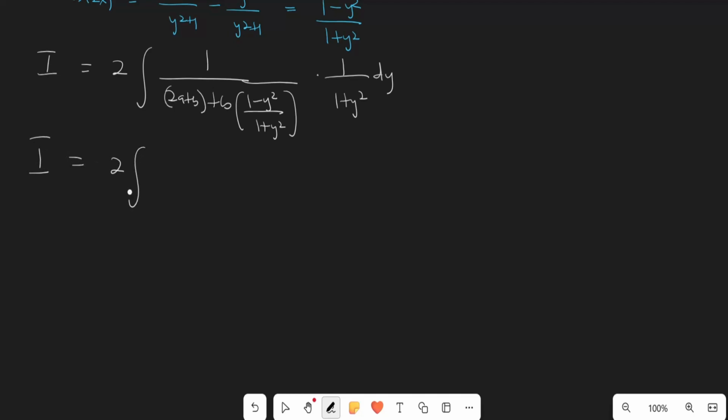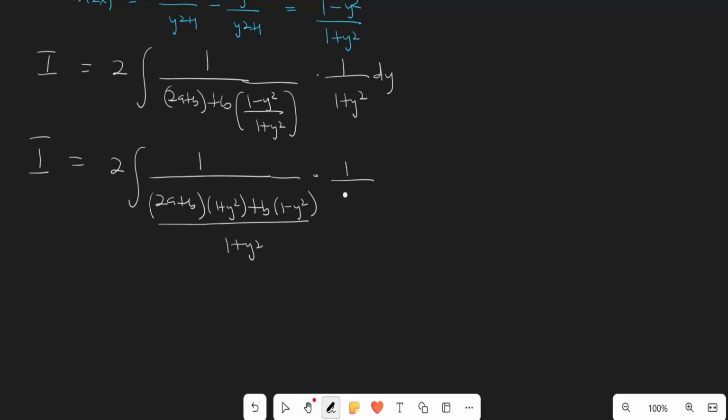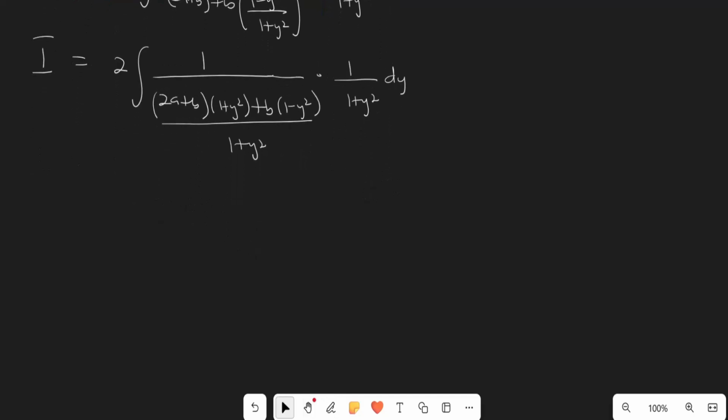So this is 2 times the integral of 1 all over 2a plus b, and then I have to multiply that by 1 plus y squared. I'm just multiplying by the LCM, 1 plus y squared. And then plus b times 1 minus y squared, all of this divided by the LCM 1 plus y squared, times 1 all over 1 plus y squared dy. Cool stuff. Now this one is going to cancel this one.